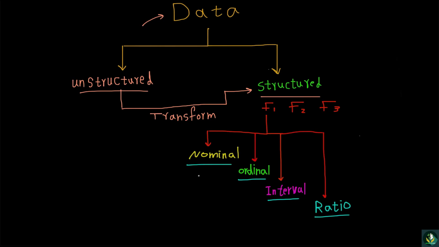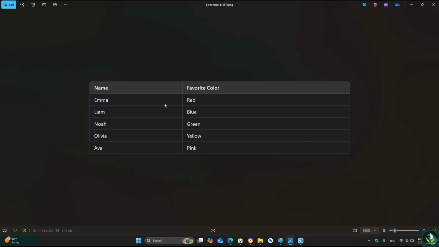Let's take the first option, nominal feature. What is the meaning of this? Here is a very simple example to understand what a nominal feature is. Let's say that we have tabular data with just 2 columns. The first column is the name column. It's like an ID column actually. And the second column is the favorite color column, or favorite color feature.